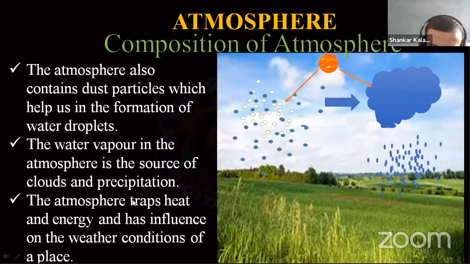The atmosphere traps heat and energy and has an influence on the weather conditions of a place. We already discussed that at the beginning of the class. The atmosphere is able to hold the ultraviolet rays of the sun and other radiation. With that, it helps us to maintain a moderate climate on the Earth's surface for all living beings to live their life without any difficulties.